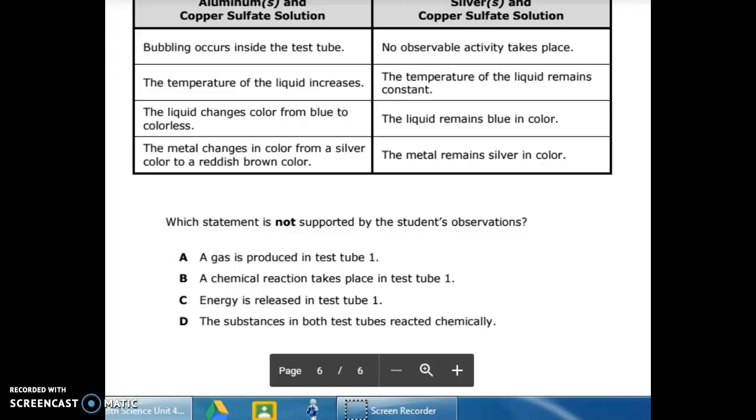Which statement is not supported? If you need help, be sure to ask me.